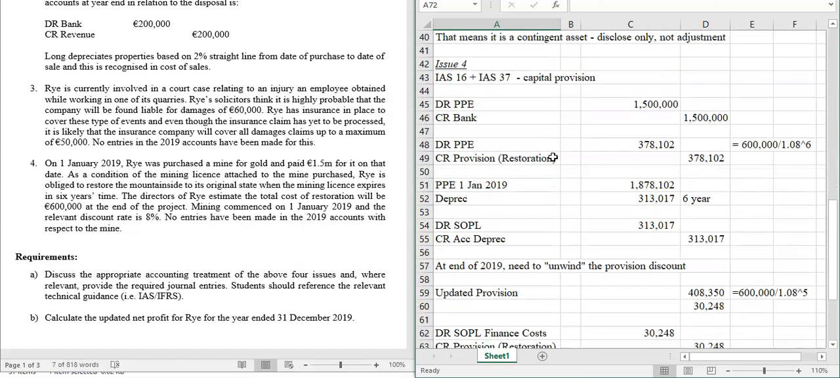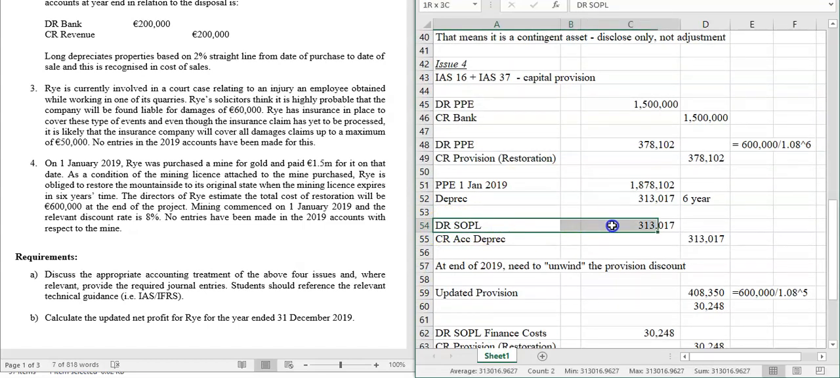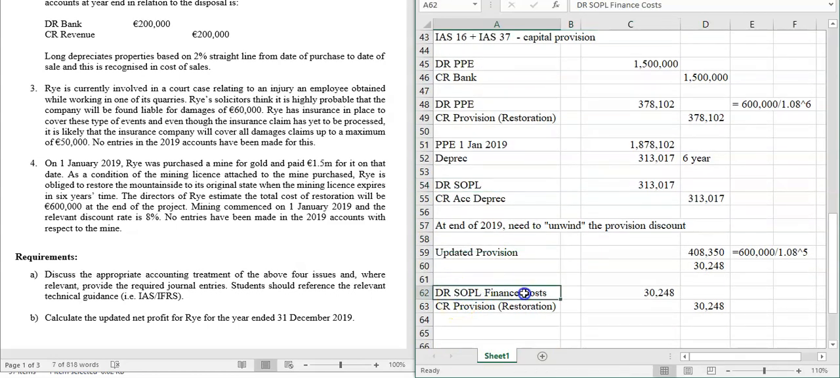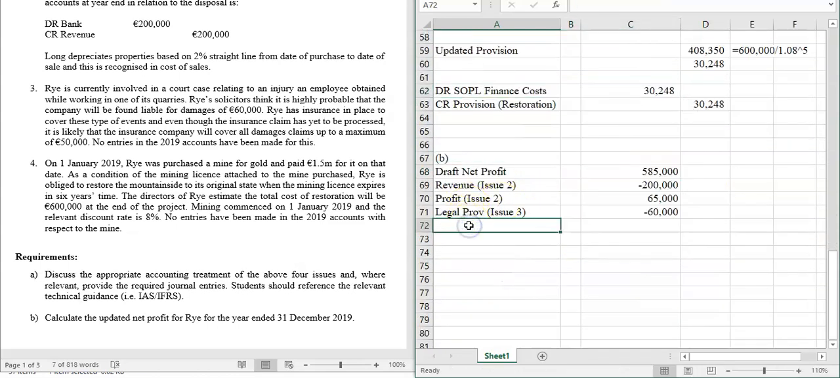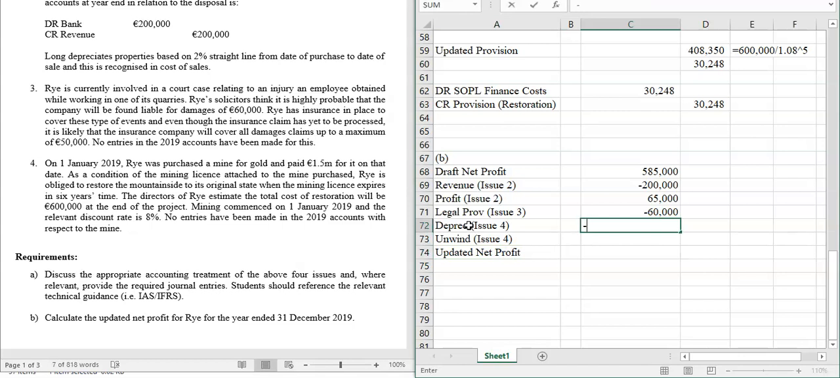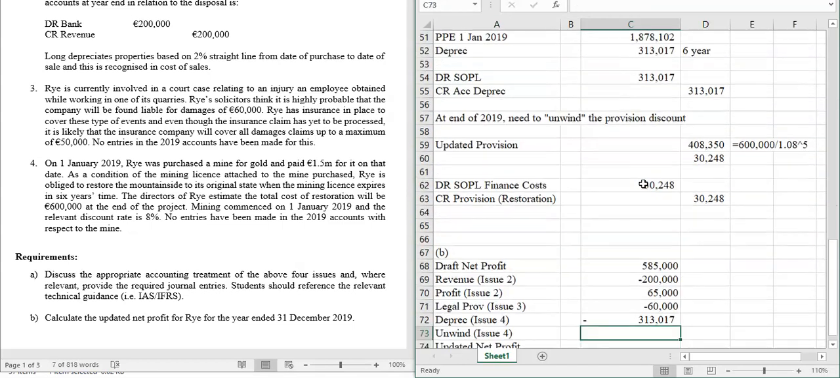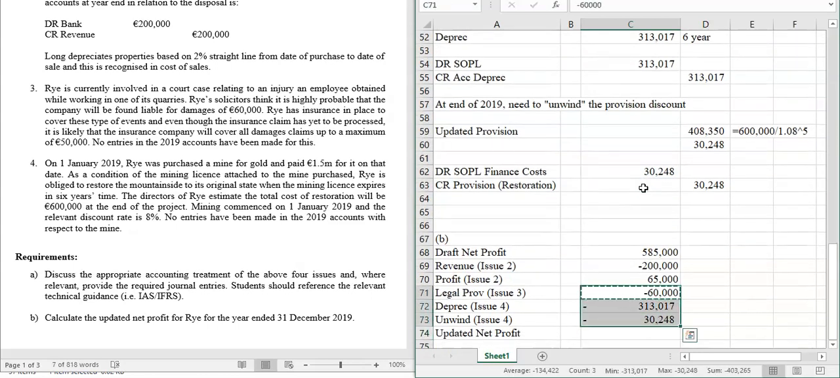And then on issue 4, we have 2 impacts. We have depreciation for the year, 313, and we have finance costs to do with that tricky unwinding of the discount. The present value is getting closer as the years progress. So here we saw the depreciation, issue 4, and we have the unwind, issue 4. And that will get us the updated net profit. So it's all nice and neat, well laid out. So depreciation will be a negative figure because it's increasing the expenses, and the unwinding will be a negative figure as well. Now just tidy those up so that they're all the same.